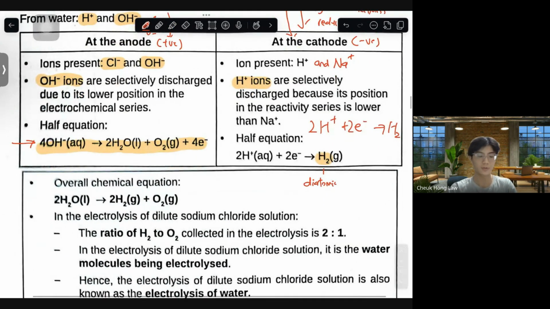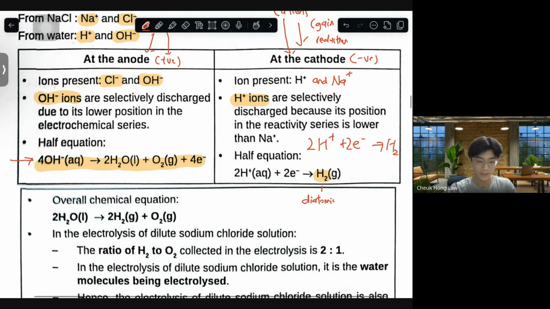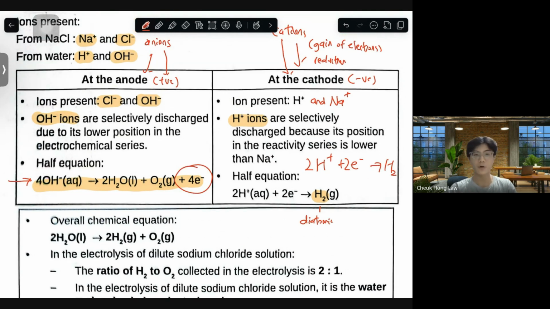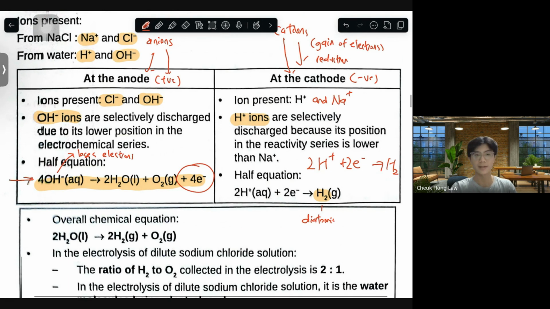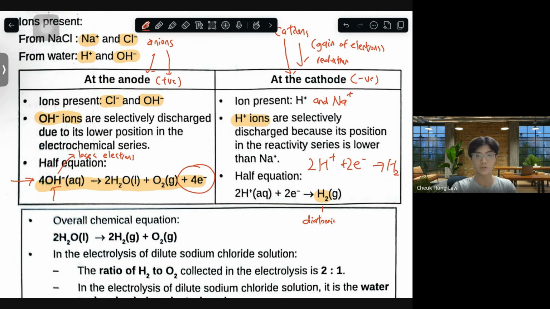4OH minus gives you 2H2O plus O2 plus 4e minus. By the way, if they write plus 4 electrons at the right-hand side, it means OH minus loses electrons, because the plus electrons is on the right-hand side. So the one on the left-hand side loses electrons. That's how we demonstrate losing electrons in chemistry. In chemistry, we don't write minus electrons. We always put it at the right-hand side, then we put a plus.